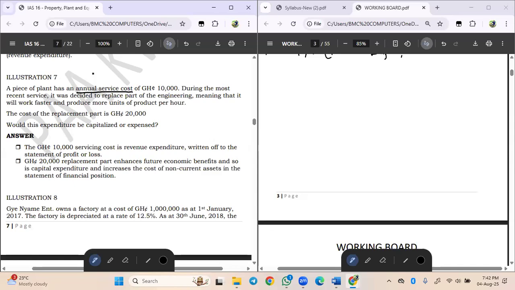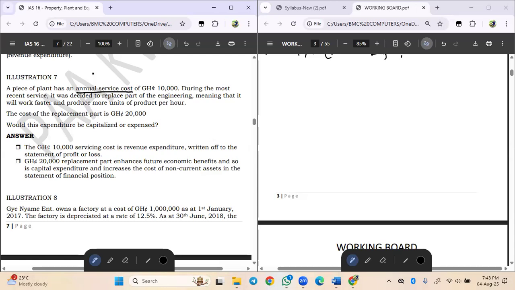So the answer is that the 10,000 should be expensed in the P&L every year. That one is revenue expenditure, because it is just servicing. You are servicing the asset, and it adds nothing to the property or the plant. But the 20,000 replacement will enhance future economic benefits, because it is going to increase the productivity of the plant. So that 20,000 can be capitalized.